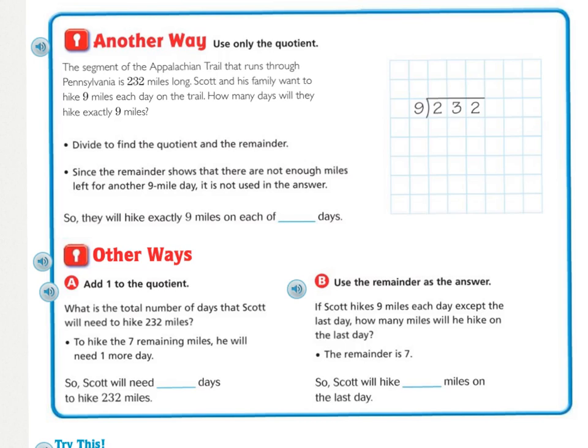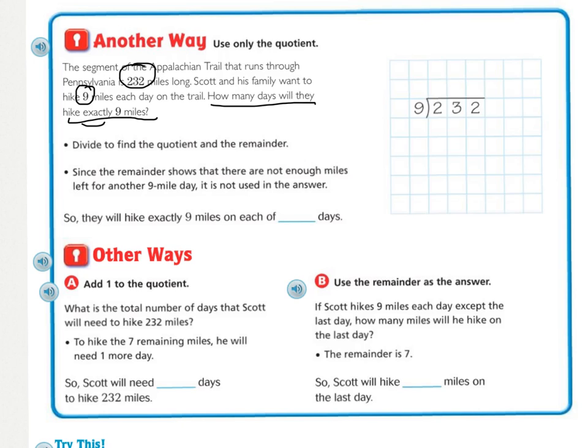Our first strategy that we use is underline what we are looking for. In this case, how many days will they hike exactly 9 miles? Exactly. Now we need to circle the important information. How many miles total? 232. And how many miles each day? 9 miles. Now we need to divide to find the quotient and the remainder.